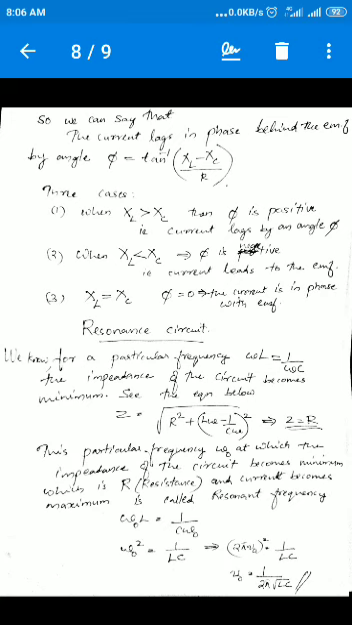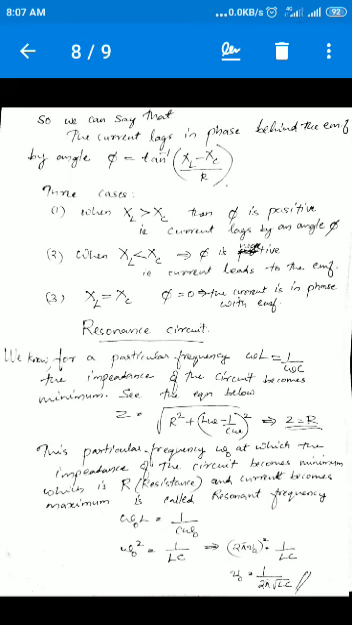And if XL is less than XC, what do you expect? Phi will be negative. That means sin omega t minus phi, it will be plus. So the current leads the EMF by an angle phi. And what happens when XL is equal to XC? Then phi will be 0. So both are in phase, isn't it? Current and the EMF are both in phase.